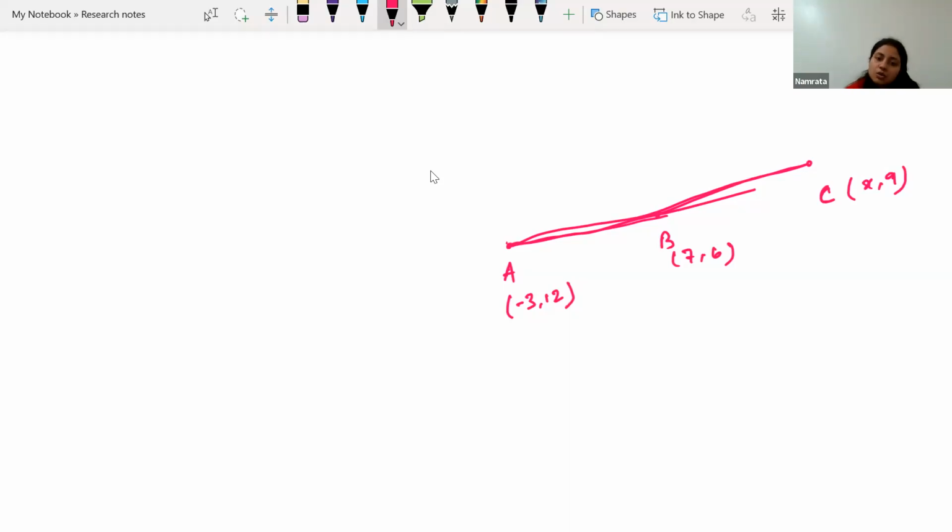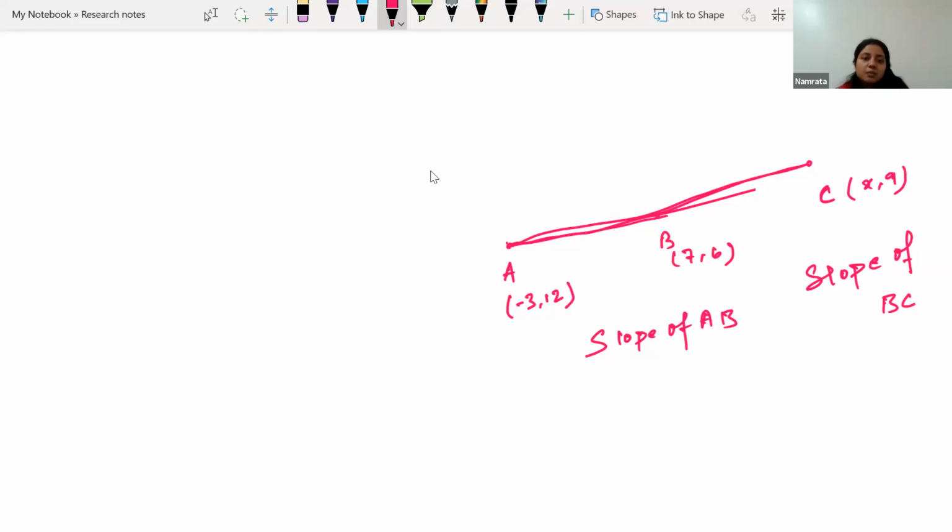We can say the slope of AB must be equal to the slope of BC. Yes, ma'am. Slope of AB and slope of BC will be the same. Yes, that we can say. What is the meaning of the slope?